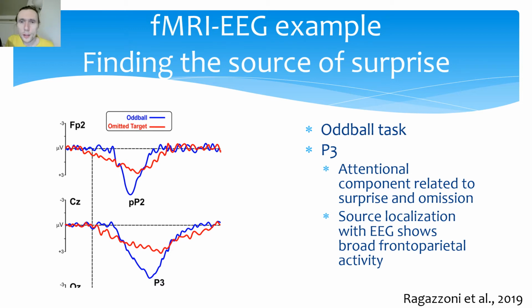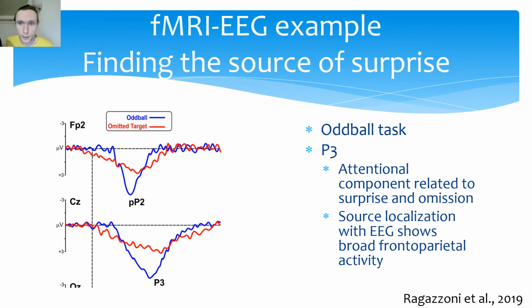In the MRI scanner, they recorded EEG and they gave people an oddball task. An oddball task is basically a task where you get to see a lot of the same stimuli and all of a sudden something changes. That change will cause an attentional component because, hey, something changed. What was that? That's basically the signal you get.